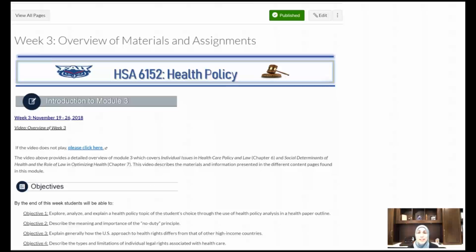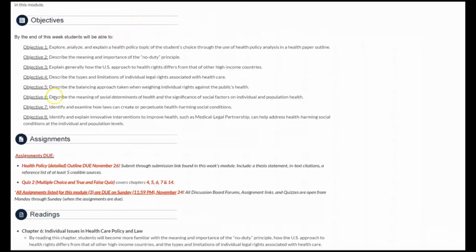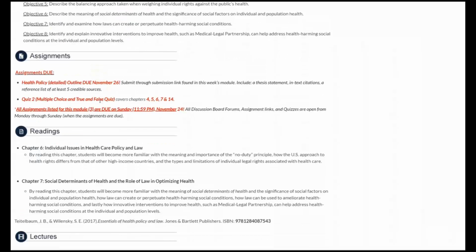So let's get started. Before I go any further, I'm just going to quickly remove myself from the screen and we will get started. So as always, learning objectives for the week. We're covering 2 chapters this week: Chapter 6 on individual issues in healthcare policy and law, and Chapter 7 covering social determinants of health and the role of law in optimizing health.